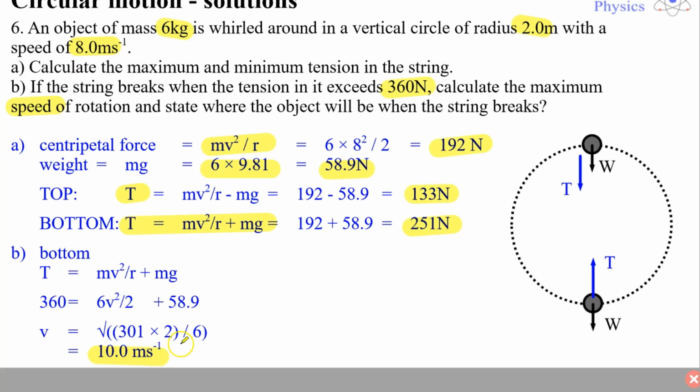So just be careful. If you get an answer, I think, of 11, then you have not included the weight. So that is incorrect. It's not a rounding error. It's actually wrong.